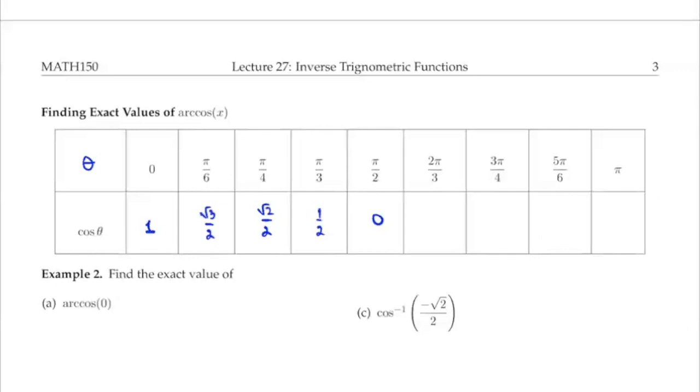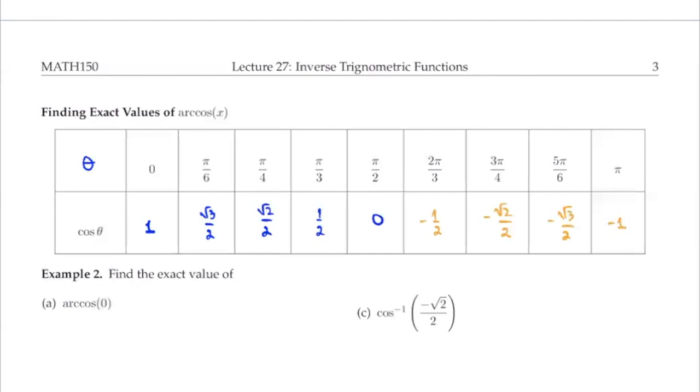So cosine of 2 pi over 3 will give you negative 1/2. Cosine of 3 pi over 4 is negative root 2 over 2. Cosine of 5 pi over 6 is negative root 3 over 2. And cosine of pi is equal to negative 1.